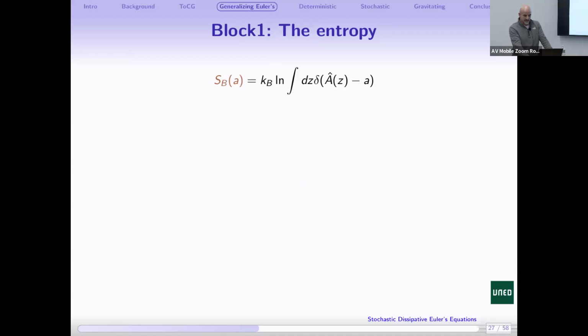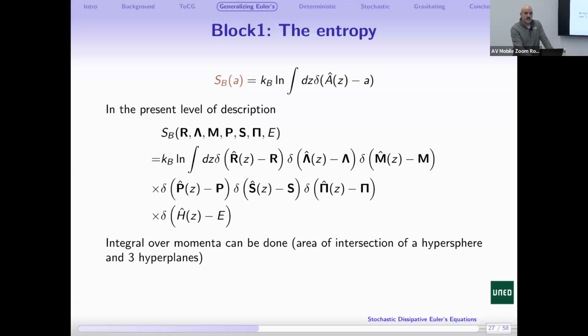The entropy. The definition is the logarithm of the number of microstates which are compatible with a given macrostate. In the present level of description it is this little monster. It involves as many Dirac delta functions as variables we have in our system. And it is interesting that you can do something with that.